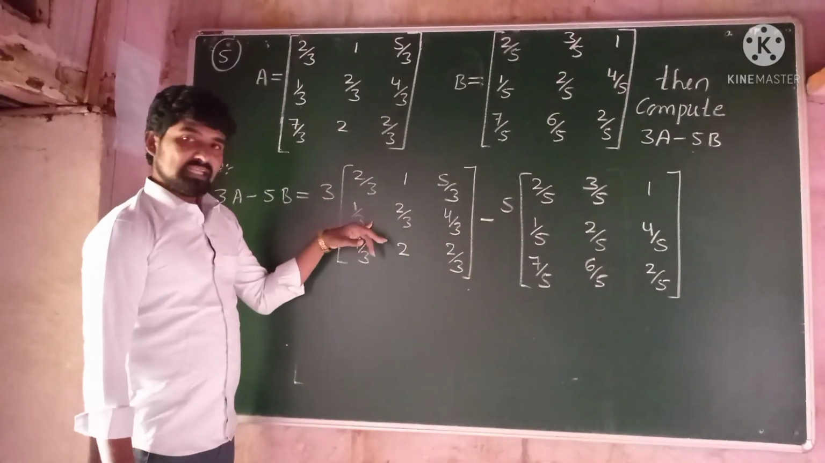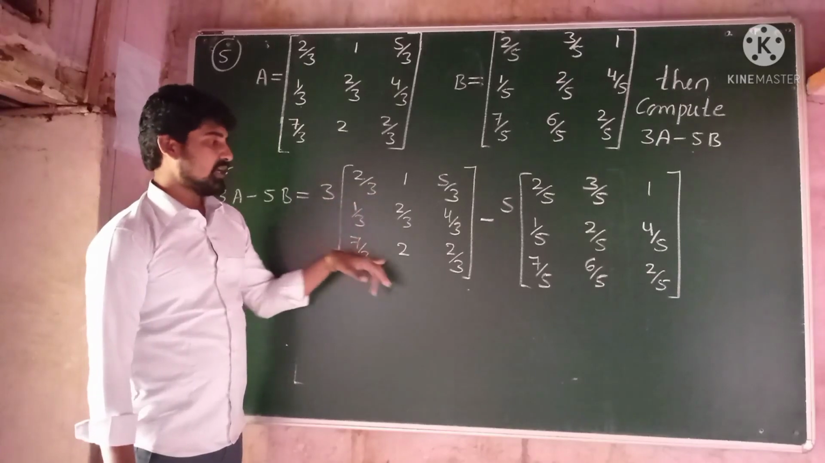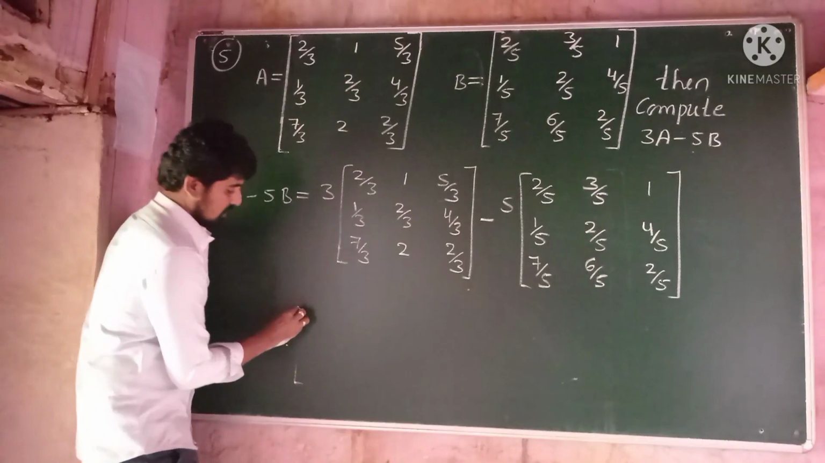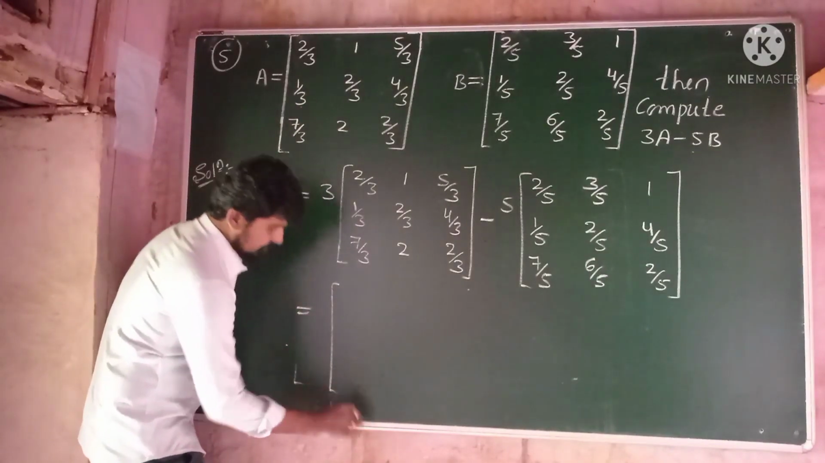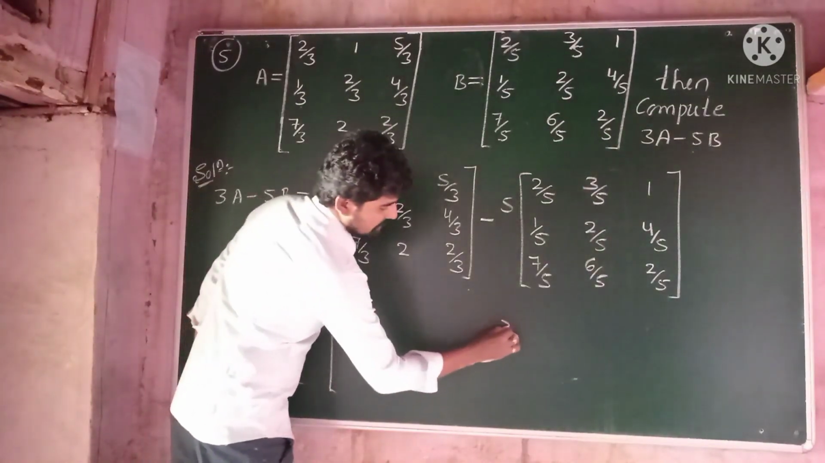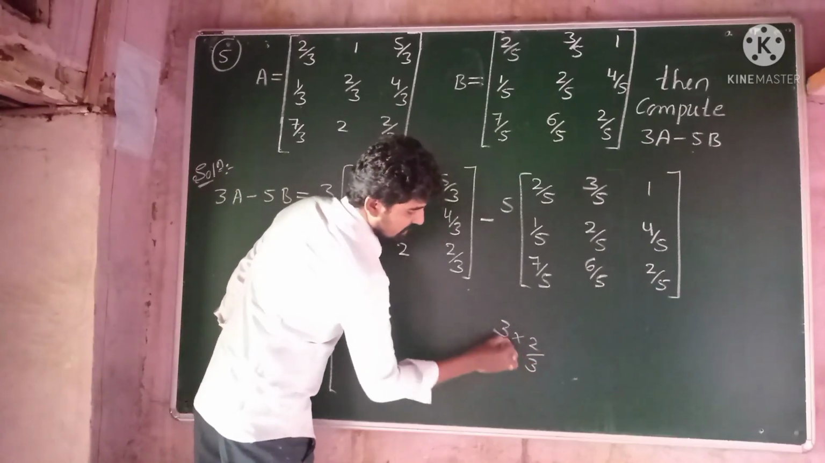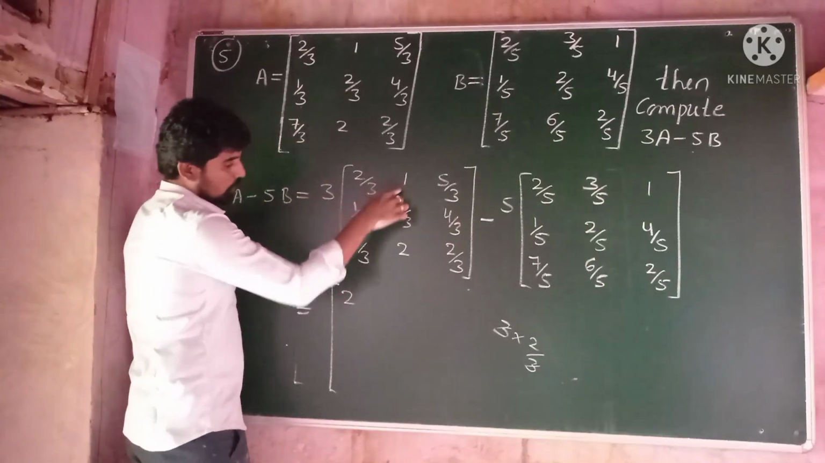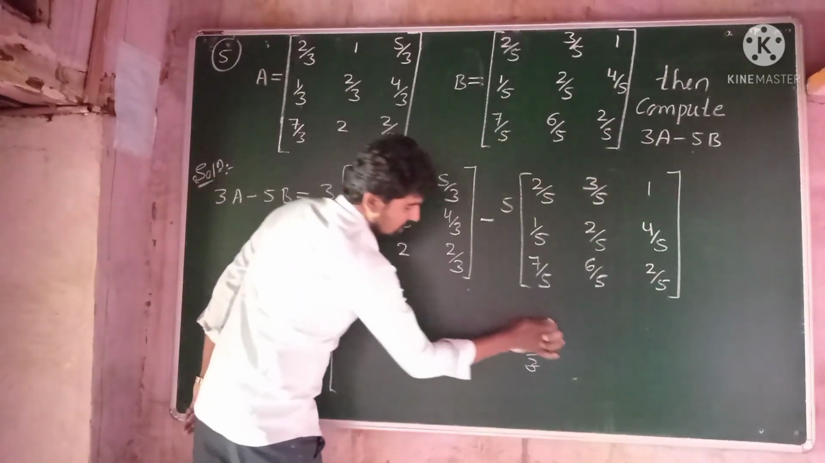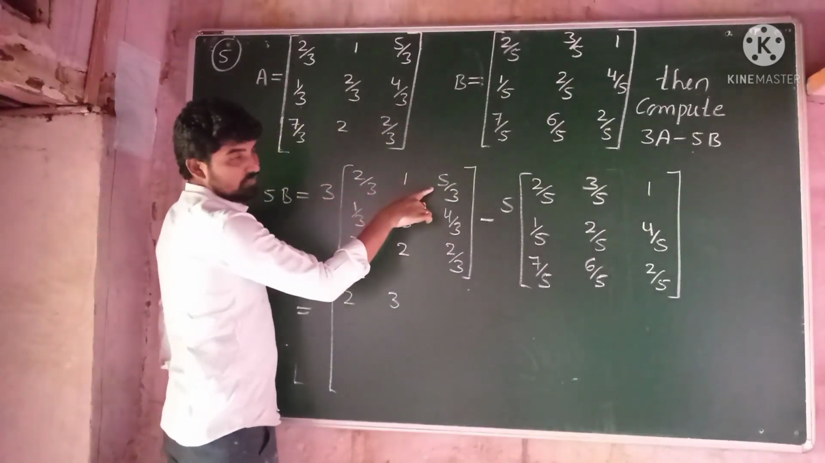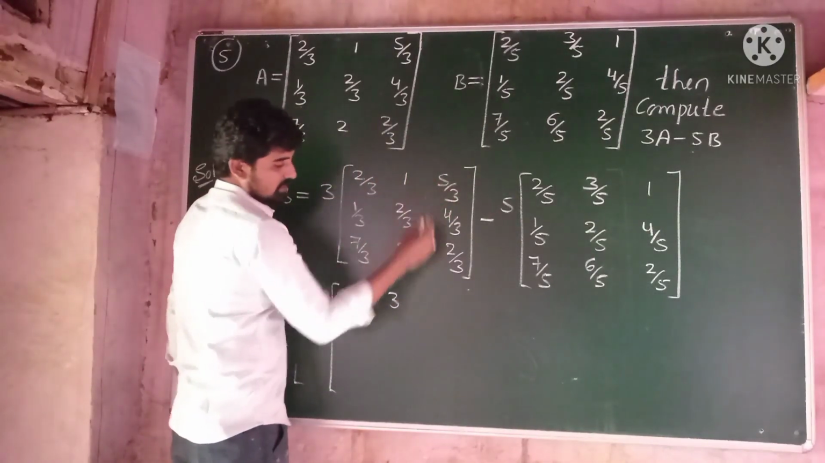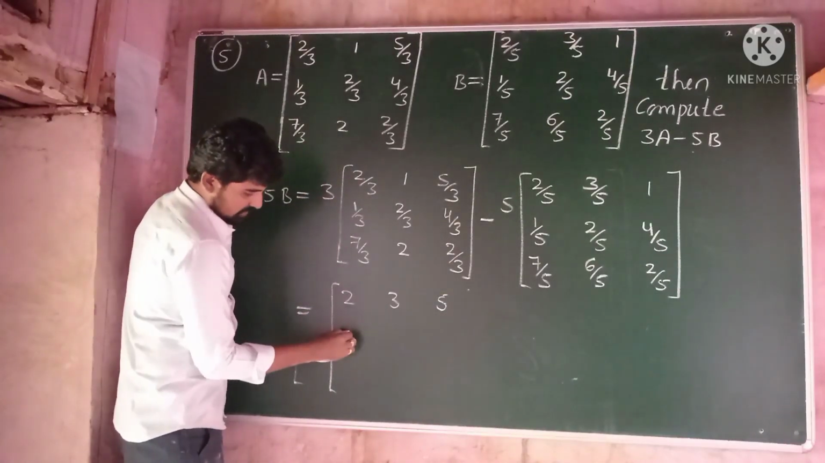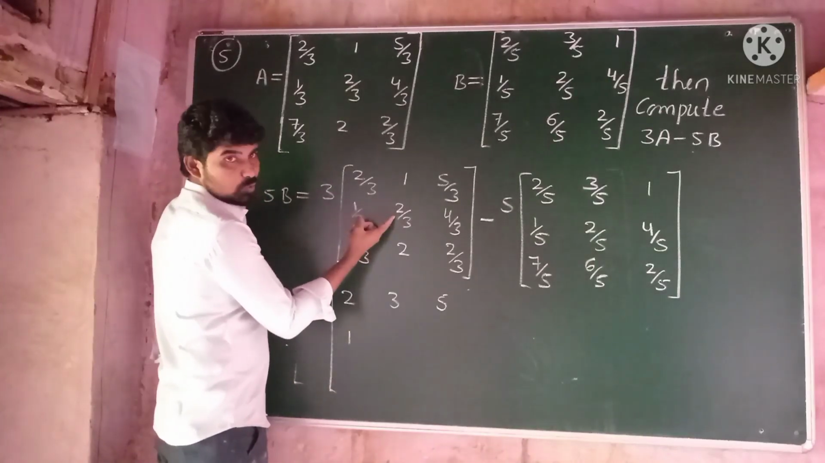3 into matrix A is obtained by multiplying each and every element of this matrix by 3. Hence, it is equals to 3 into 2 by 3, 3 and 3 get cancelled, remaining 2. 3 into 1, 3. And then 3 into 5 by 3, 3 get cancelled, 5. 3 into 1 by 3, 3 3 get cancelled, 1.